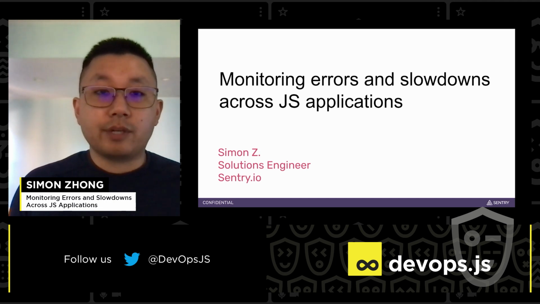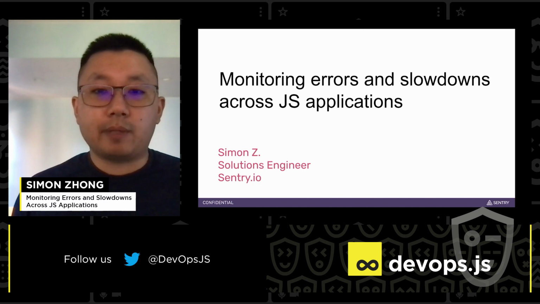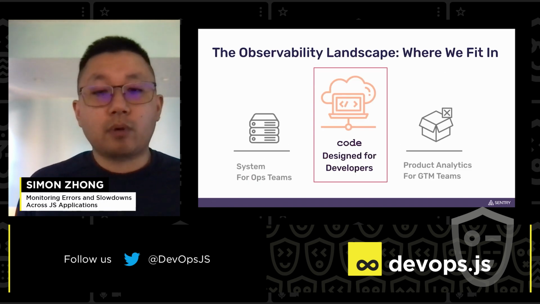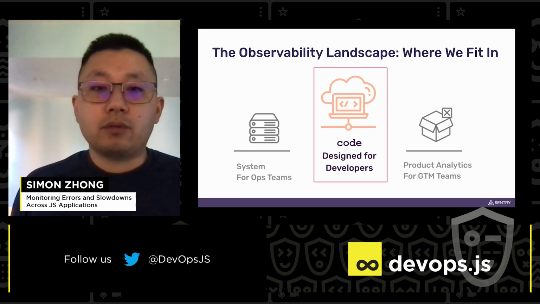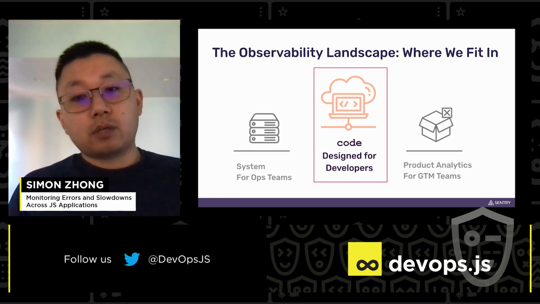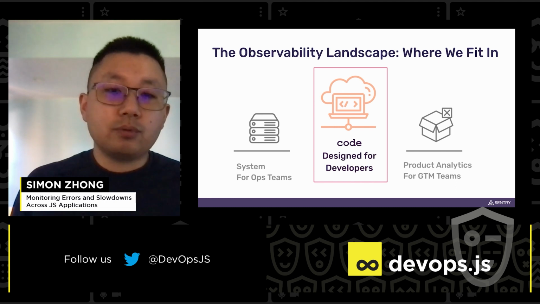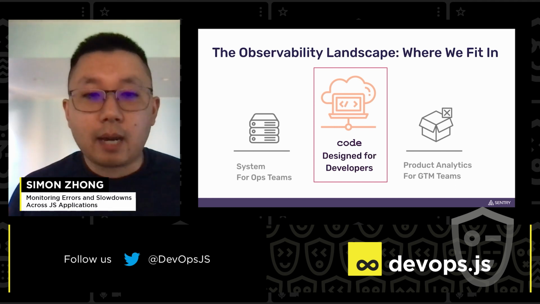I'm a solutions engineer at Sentry, and we'll be talking about monitoring errors and slowdowns across JS applications. Sentry is designed squarely for developers. We'll tell you when your code is slow, when it's broken, and clues on why. We're connecting the end user experience as closely as possible to the developers that make those experiences happen.